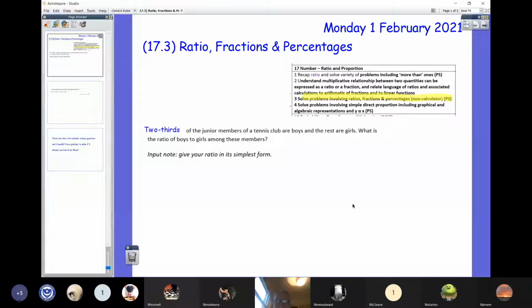So what we're going to do today, we are going to be combining a few bits and pieces. Okay, so we've already done ratios on their own, and obviously in the past we've done fractions on their own and percentages on their own. Now the types of questions that are going to be coming up today are threefold.